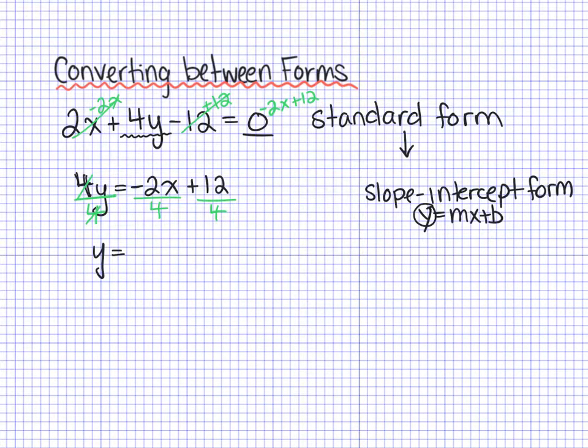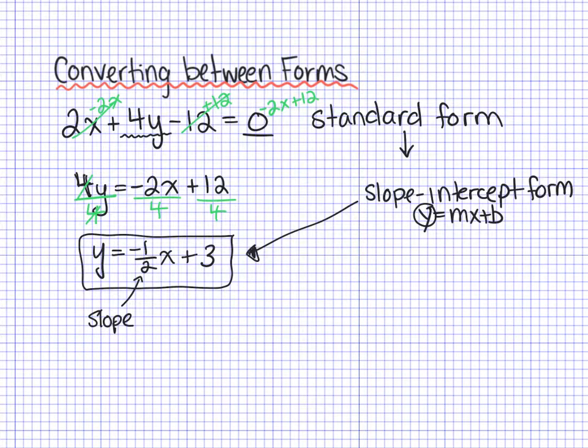So negative 2 over 4x, I could simplify to negative half x because 2 divided by 4 is going to be 0.5, but I don't really want a decimal, so I'll just put it in lowest terms, plus 12 divided by 4, which is 3. So there you go. Now we have stuck it into slope-intercept form, which is so much more handier because now we can tell that's the slope and positive 3 is the y-intercept. So it's handy to be able to convert from one form to the other.